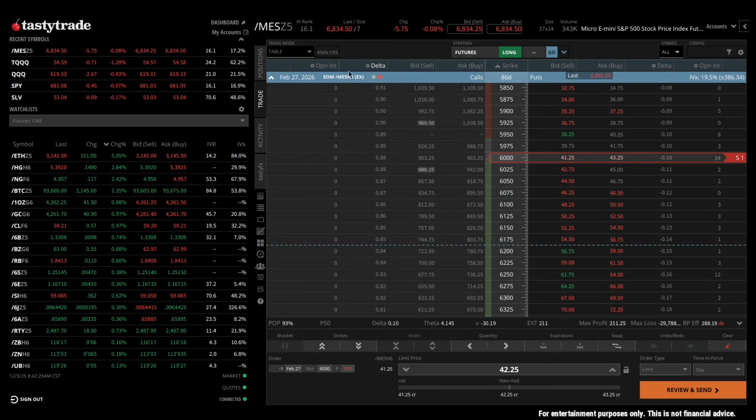Now remember, the multiplier in MES is 5, right? Now with stock options, the multiplier on everything's always 100 because options represent 100 shares. But it's different with futures. Futures, every product has its own unique multiplier. In MES, the multiplier is 5. So the 42.25 is not me getting $4,200 credit. It's 42.25 times 5. I'm getting $211.25 to be exact, per contract.